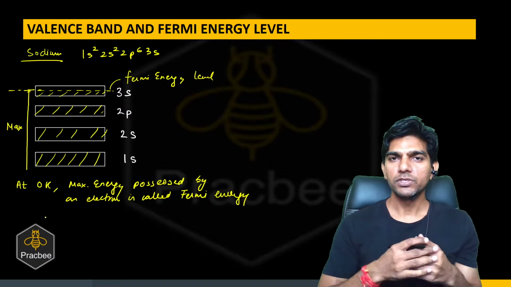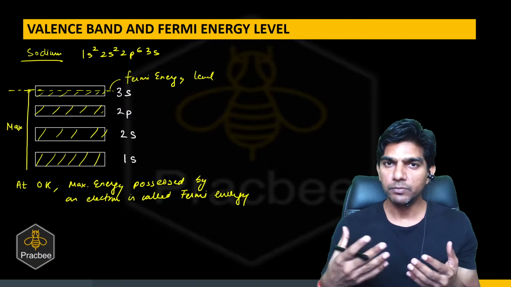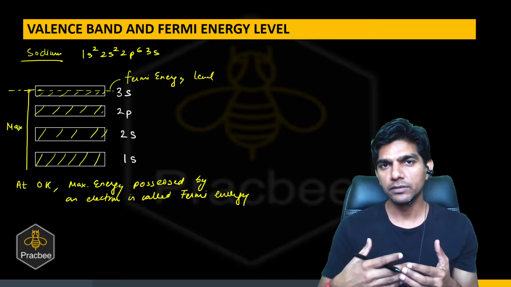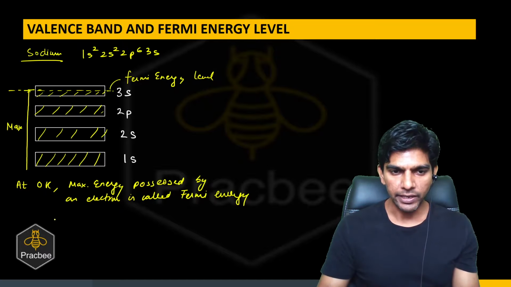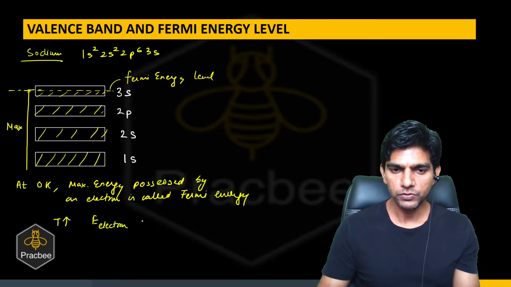Okay, so what happens if we increase the temperature? If we increase the temperature, then there will be electrons which will have energy greater than the Fermi energy level. So as temperature increases, the electron energy increases, and there will be some electrons which will have energy greater than the Fermi energy.